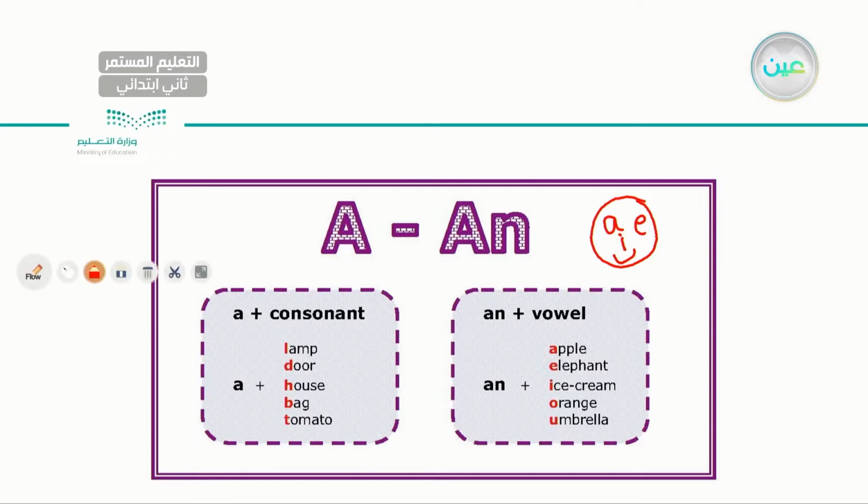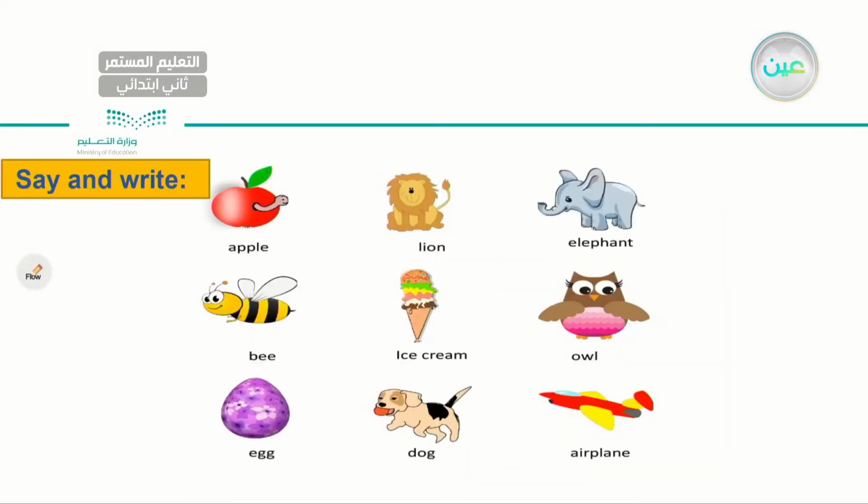Okay? So let's have exercises to check our understanding. Say and write. I have 9 pictures here. All of them are singular. And let's check the first letter. Apple starts with an A. An apple. Very good. Bee starts with the letter B. A bee. Very good. Egg starting with a vowel. E. An egg. Very good. Lion starting with a consonant. L. A lion. Very good. Ice cream starting with an I. An ice cream. Remember, all of these items are singular.